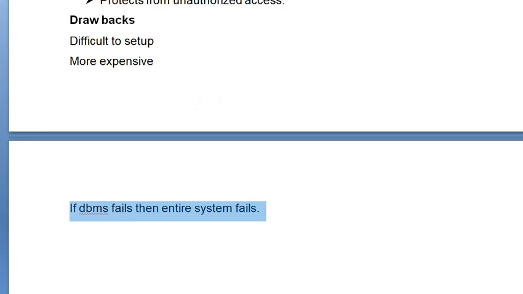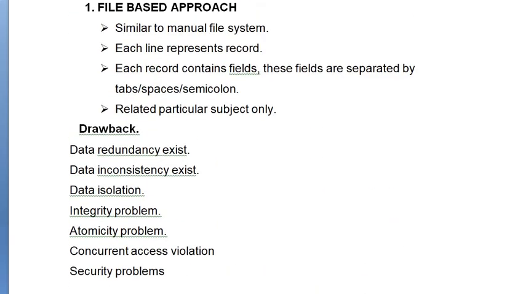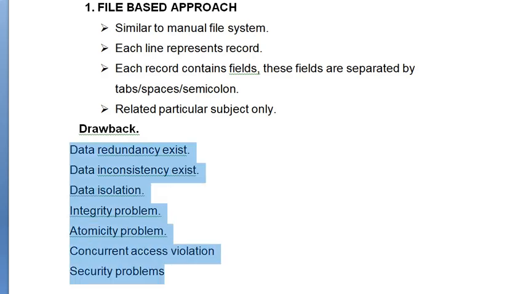A DBMS supports two types of approaches, called the file based approach and the DBMS approach. The file based approach is similar to the manual file system, and the DBMS approach stores the data in a single computer. In a file based system, data is organized line by line, and each line contains a record. Each record contains fields, and it has various drawbacks: data redundancy, data inconsistency, data integrity problem, data isolation problem, atomicity problem, concurrent access violation, and security problem. All these problems are found in the file based system.